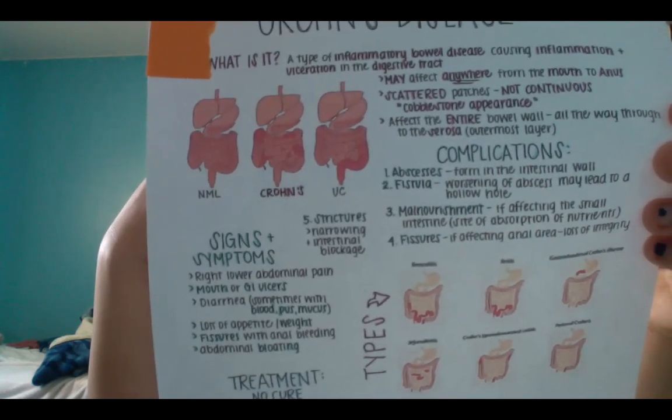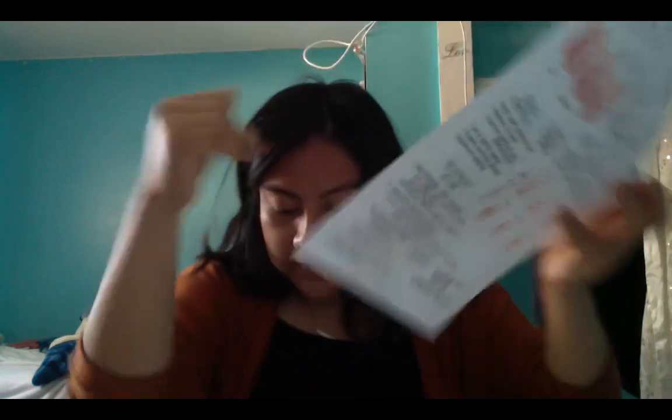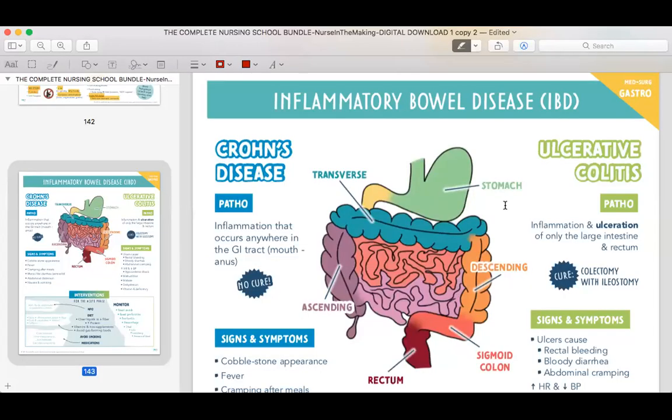It's very important that you guys know. Let me go back to sharing screen. This is very important. So Crohn's disease is inflammation that occurs anywhere in the GI tract. Make sure you know that. Mouth to anus, it can happen anywhere. And ulcerative colitis is only in the large intestine and rectum.